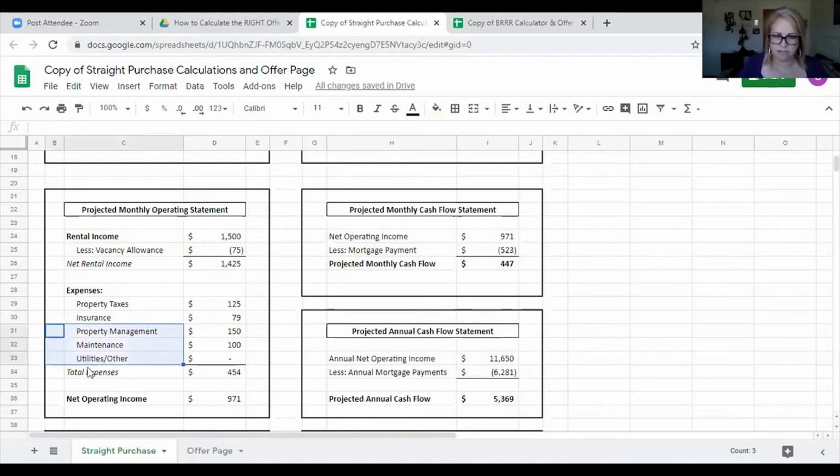I'm right here in case anyone wasn't following where my eyes were. I forget sometimes that you guys can't see through my eyeballs. All right, so we have net rental income of $1,425 in this case. All right, so then we have our expenses.